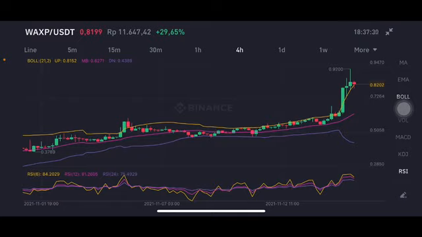I'm not a financial advisor, I'm just going to give you some predictions using technical analysis. We're going to start with the WAXP per USDT pair.